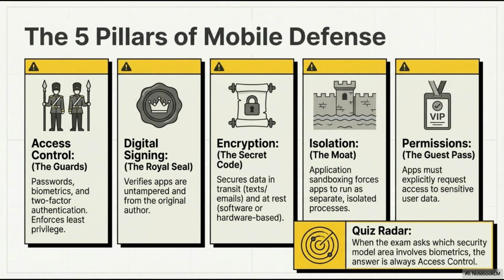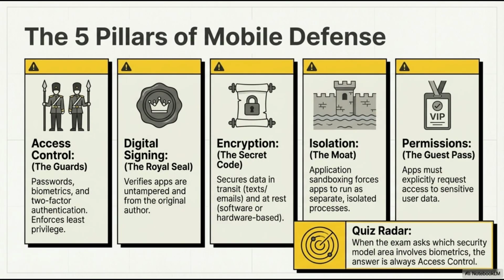The fourth pillar is isolation. I always picture this as a moat around a castle. That's a great way to look at it. In the mobile world, we call this application sandboxing. It forces every single app to run as its own separate, isolated process. So if you accidentally download a compromised flashlight app, the moat prevents that bad app from marching over and infecting your banking app. Precisely. And the final pillar is permissions, or the guest pass.